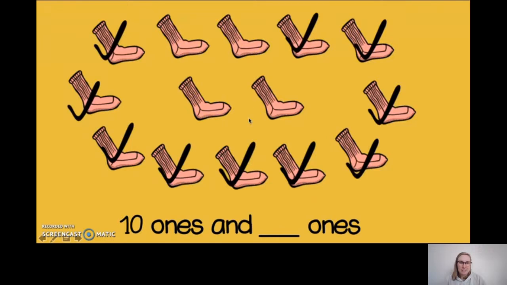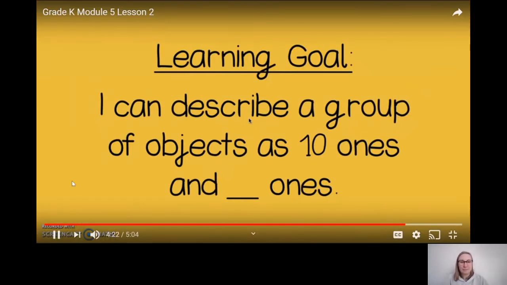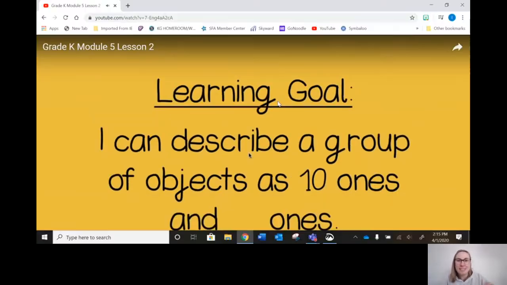Yeah. 4. So I could say I have 10 ones and 4 ones because I have my group of 10 and I have 4 more, right? Oh, this is perfect. I am so glad that this lesson happened today when I made a big mess with my laundry. This is really helpful because our learning goal said I can describe a group of objects as 10 ones and some more ones. That's exactly what we did. All right, thank you.